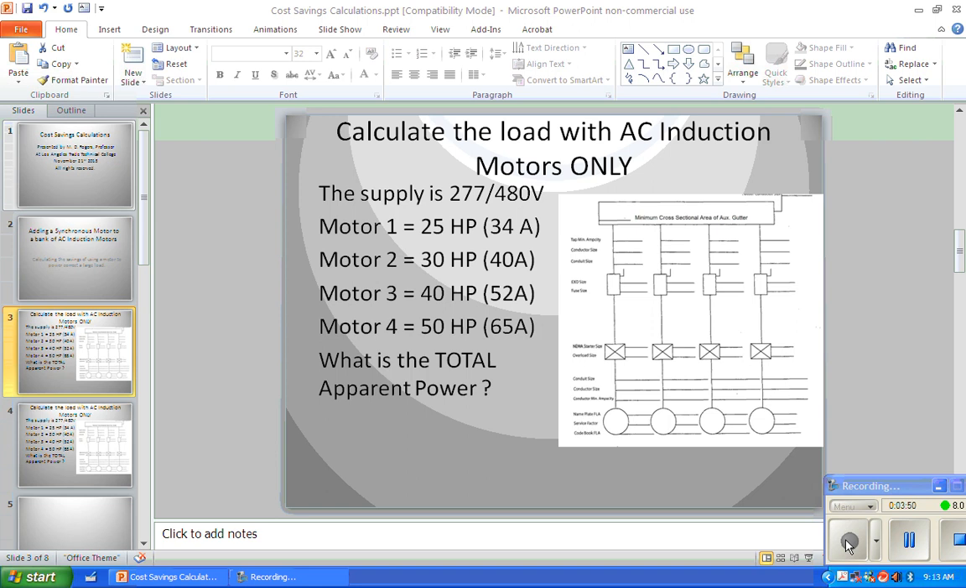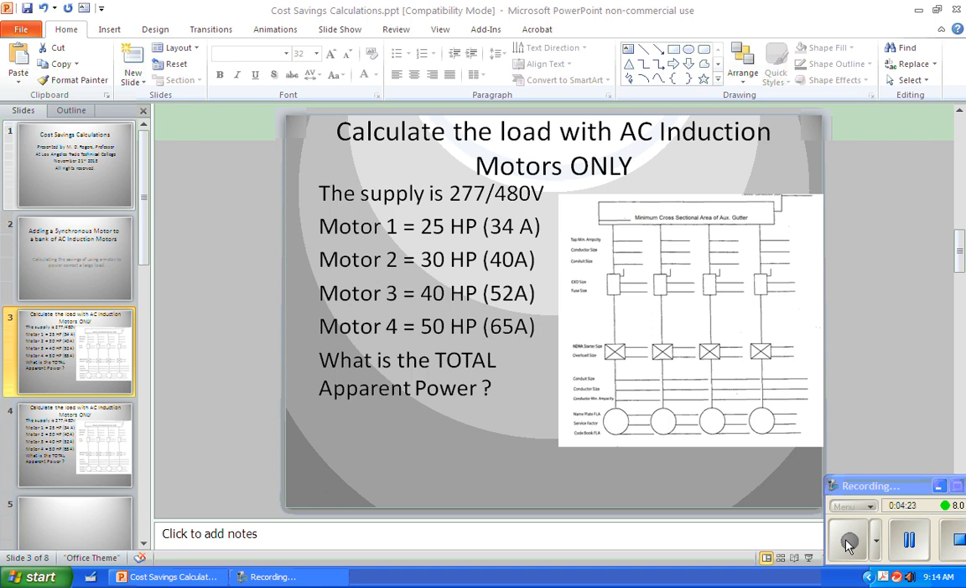So let's look at the true power they're creating. How much power is 25 horsepower in watts? How much true power is 30 horsepower, 40 horsepower, and 50 horsepower? One of the things we want to do first, before we move on, is find the power factor of all these motors. We've calculated this kind of stuff before, and we're going to do that again real quick.